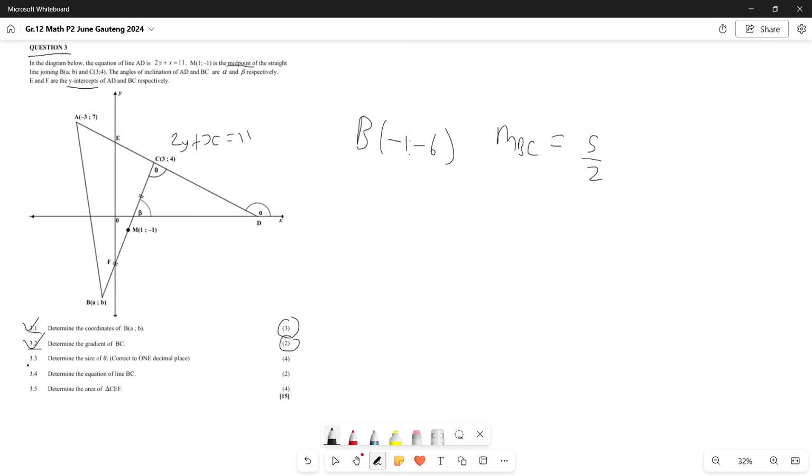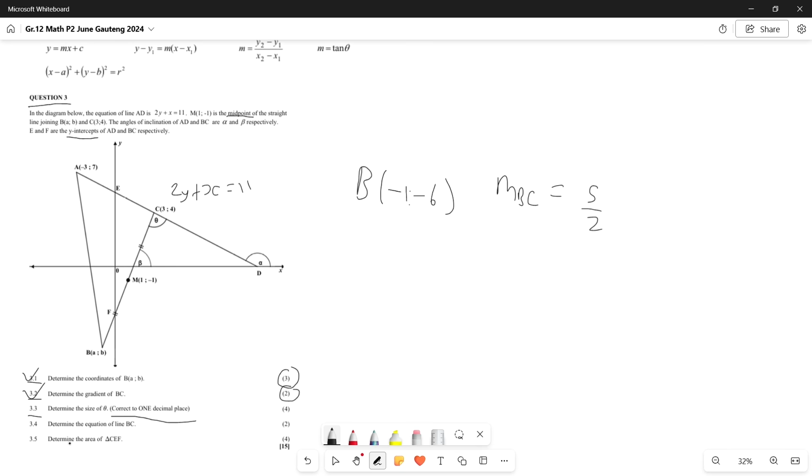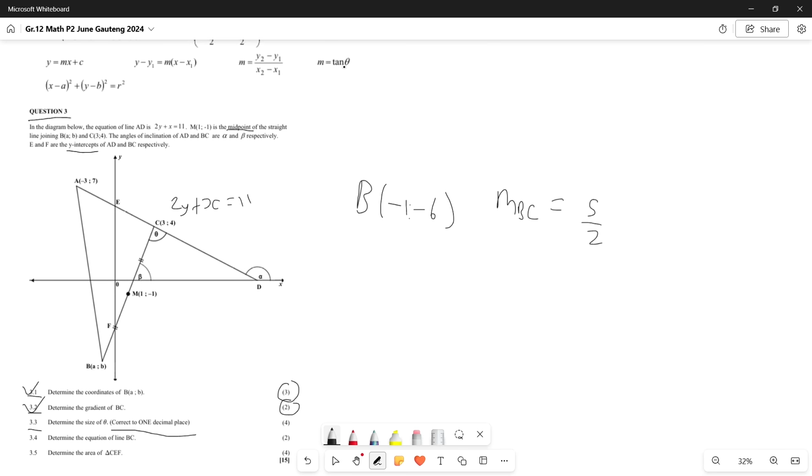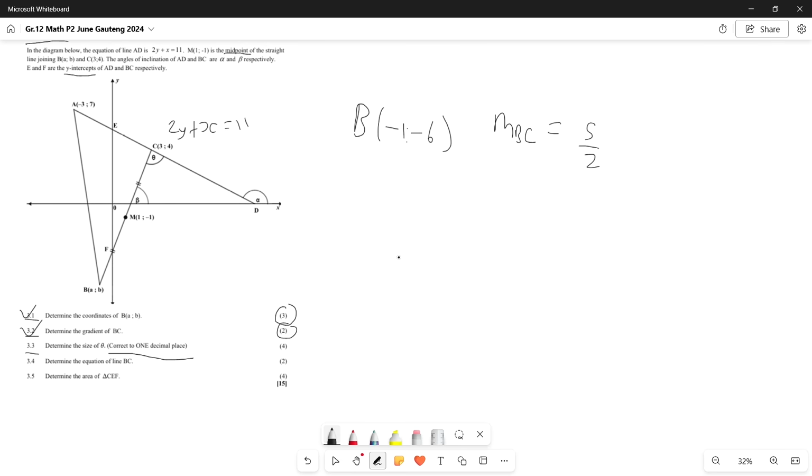And then from there, we have question 3.3, which says determine the size of theta correct to 1 decimal place. So as we can see, theta is over here, and what we need to do is get this angle alpha over here, this angle beta over here, so that we can then do exterior angle of a triangle, because this angle plus this angle equals this angle over here. And the way that we do that whenever we're trying to get sizes of angles is m equals tan theta. So I'm going to go ahead and write that over here.